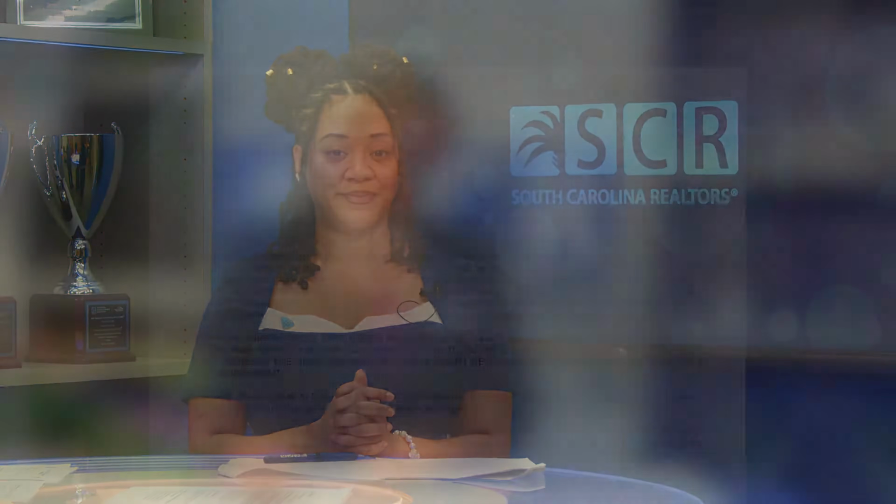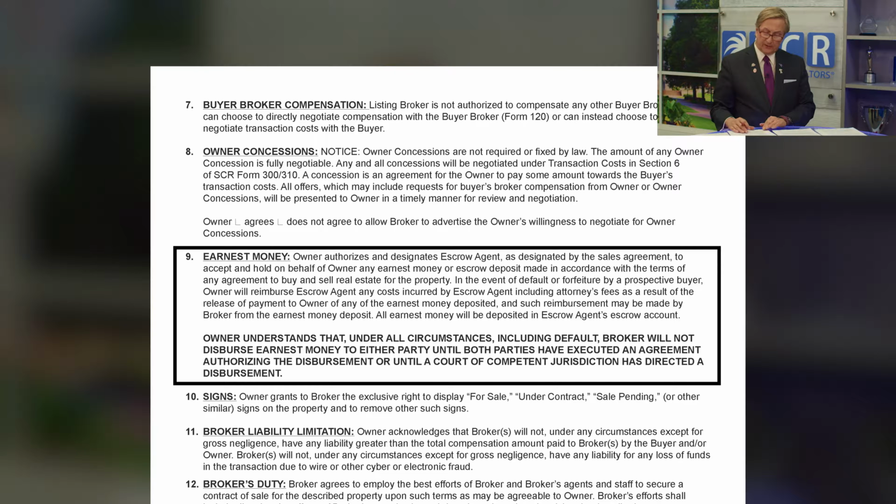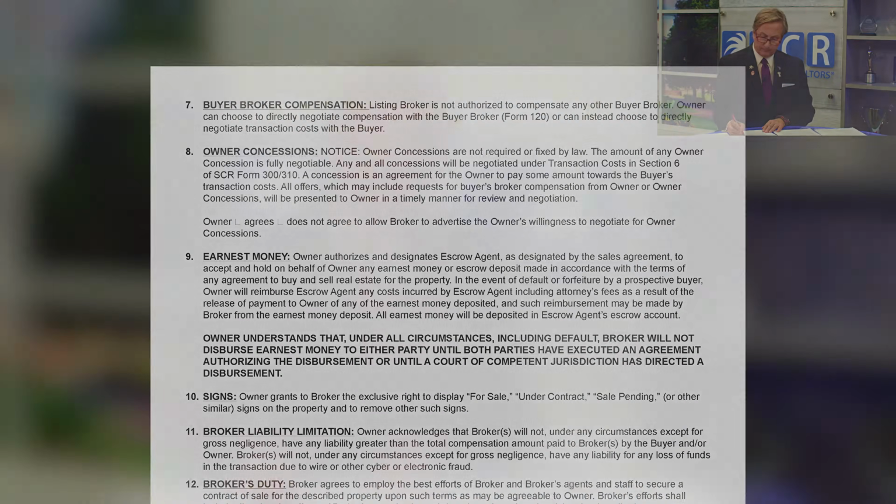Choose wisely, know your market data, and remember to always keep your client's best interest first. Section 9, earnest money. This designates the escrow agent to hold the deposits and specifies the funds cannot be released during a dispute without a signed agreement or court order.